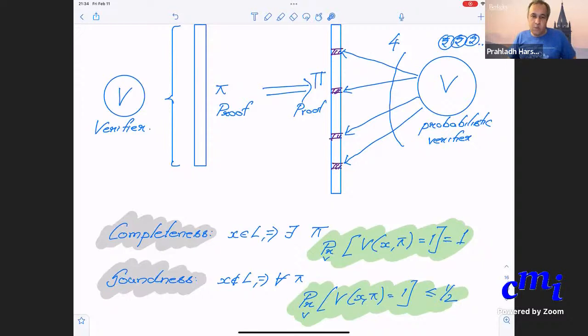Notice this is not true. You can ask, is this true of a usual proof that we give? In a usual proof, I could just make an error at this one location. That is, I give you a math statement and I give you a proof with an error in this location.